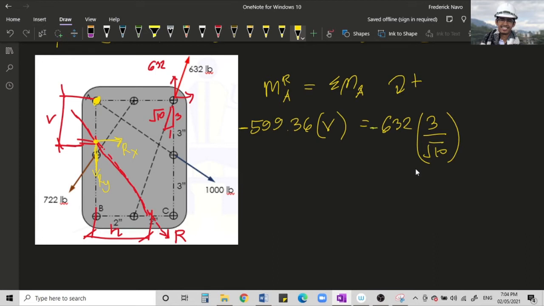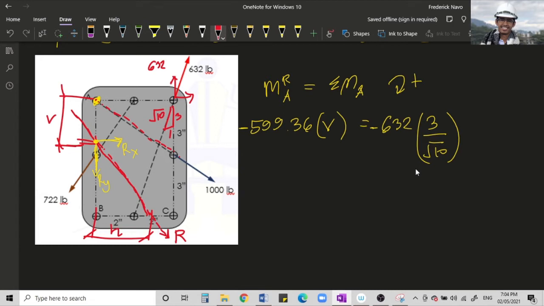And then, ano pa yung may moment natin? So, itong 1,000 pounds class, no? Kung titingnan ninyo, yung line of action niya is magi-intersect sa A. No? So, dun sa 1,000 pounds. Nakita nyo? So, ibig sabihin, itong 1,000 pounds, hindi na yan magro-rotate doon sa point A natin. Kasi, yung line of action niya, magi-intersect sa ating point A. So, ang magro-rotate na lang natitira is yung 722 pounds.